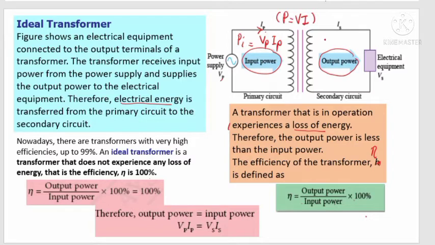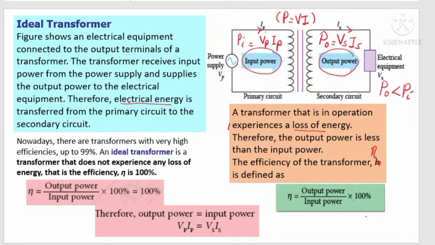For the secondary circuit, the output power is equal to VS IS, because the secondary current flows and the voltage induced here is VS. So this one is input power, this is output power. Normally, there is energy loss as heat energy along the way. Thus, the output power is normally smaller than the input power. So when this happens, efficiency becomes less than 100%.